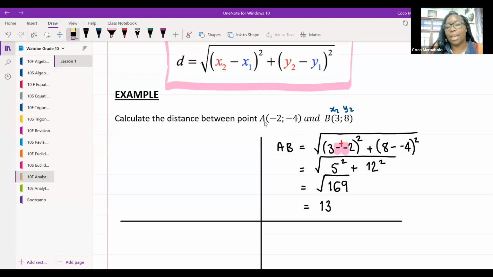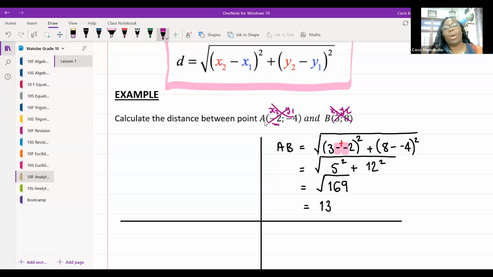I hear Thabo asking, how do we know which one is X1 and X2 and which one is Y1, Y2? It doesn't make a difference. I can call this one X2 and this one X1, but the only thing that I need to make sure I'm doing is that if I call this X value X2, this one must also be Y2. And if I call this one X1, this one must also be Y1. I can't switch them around. I can't decide that this is X2 and this is Y1, and then this one is X1 and this is Y2. I cannot do that.